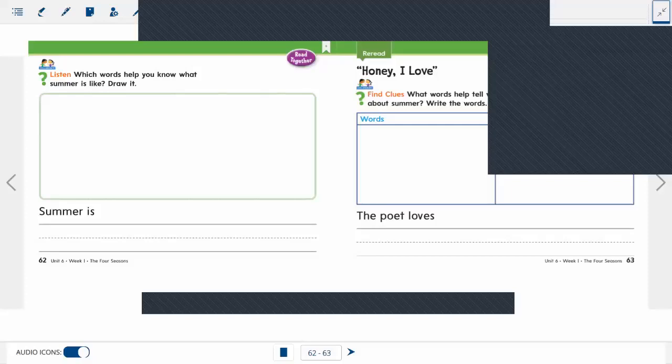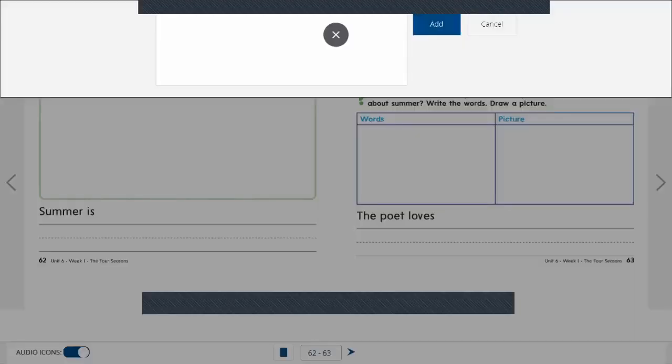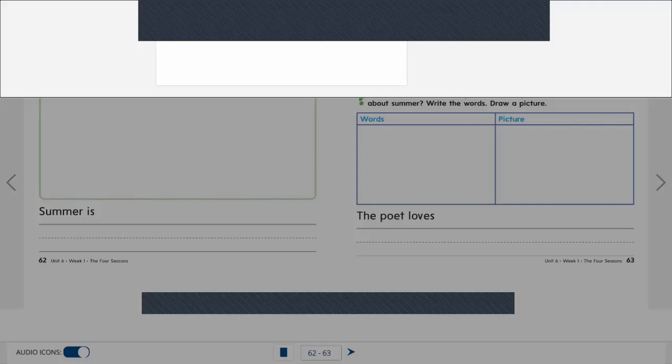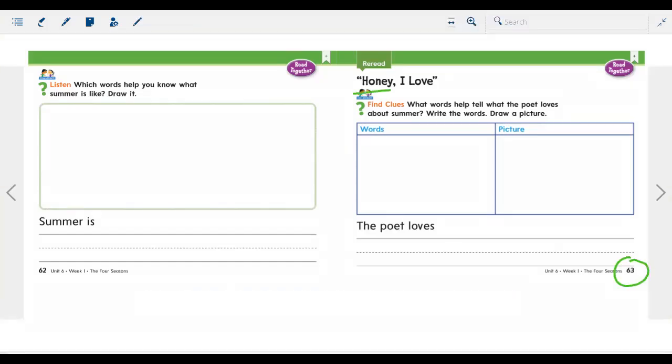Let's open up our close reading companion to page 63. Oops, okay, we're right. Sorry about that. Okay, here we are, it's page 63. Honey, I love. Make sure your name, first and last name, is written and the date at the top of the page. So here it says, find clues. What words help tell what the poet loves about summer? Write the words and draw a picture.